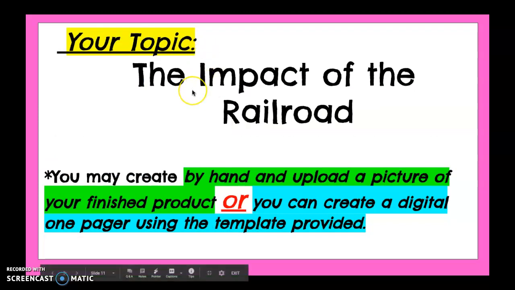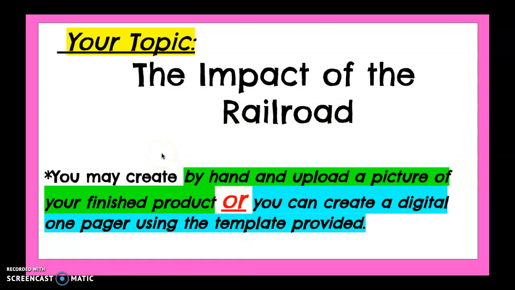Your topic this week is the impact of the railroad. I said that earlier. When you create your one-pager this week, you can create it by hand. If you want to do it on your own paper, colored pencils, markers, all that, whatever you have at home, you can create it by hand and then just upload a picture of your finished product to Google Classroom. Or I'm also attaching to this week's assignment a digital template, and if you want to try a digital one-pager, you can open up the template and work on creating it that way.